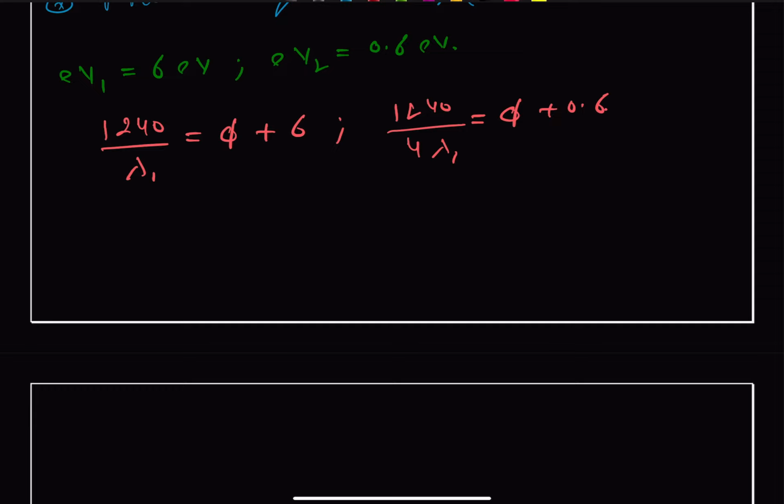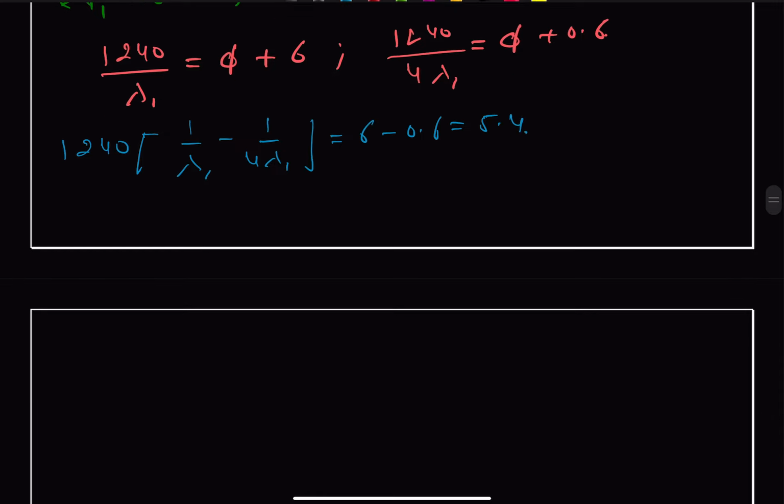Therefore we subtract them and we can take 1240 as common. So we get 1 upon lambda 1 minus 1 upon 4 times lambda 1. 5 and 5 cancel out and this comes as 6 minus 0.6, which is giving us 5.4. And on the left side we get 1240 multiplied by 3 by 4 multiplied by 1 upon lambda 1 is equal to 5.4.